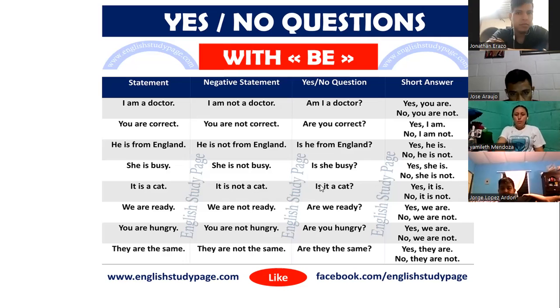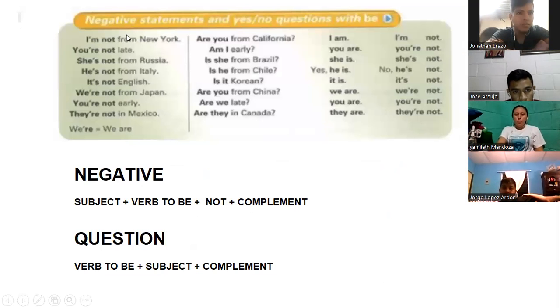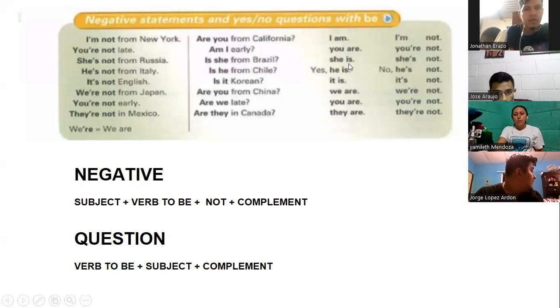So now, guys, let me move on, okay? So I have this one, right? Tengo este chart that you can see. You can see I'm not from New York, you are not late, she's not, okay? Tenemos oraciones en negativo, right? In negative form. And we have questions, right? Tenemos las preguntas aquí. So, are you from California? Eres de California? Yes, I am, or no, I'm not, okay? Tenemos estas posibles respuestas. So, is she from Brazil? ¿Es ella de Brasil? Yes, she is. O no, she's not, okay?